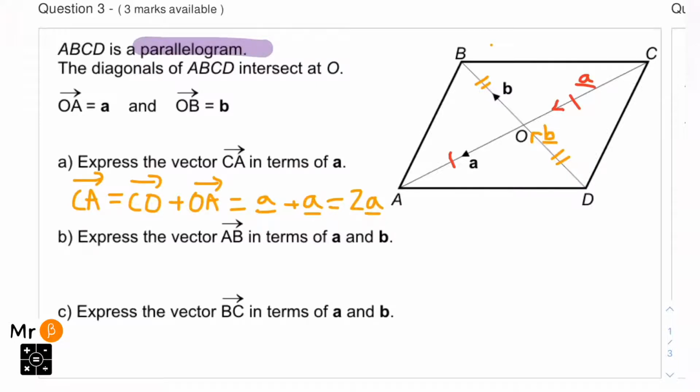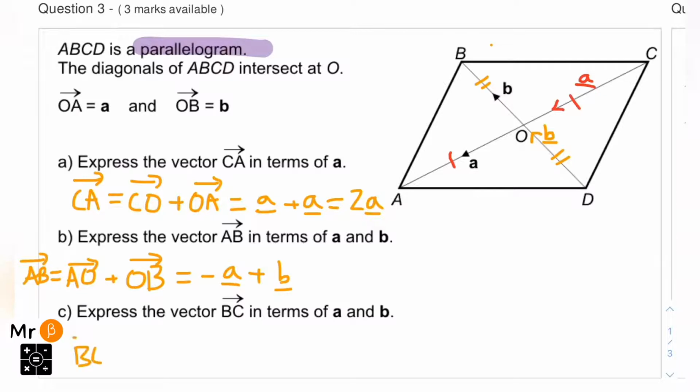Part B asks us for the vector AB. So this time we're going to start at A and go to O, and then we're going to go from O to B. So A to O is negative A. We're going in the opposite direction of the arrow, therefore our signs are changed and flipped. So instead of positive A, it becomes negative A. Then from O to B is our vector B. We can't simplify that, so that's our final answer.